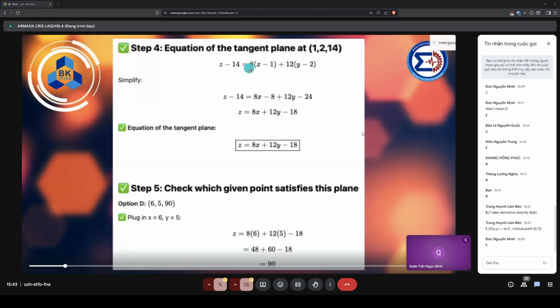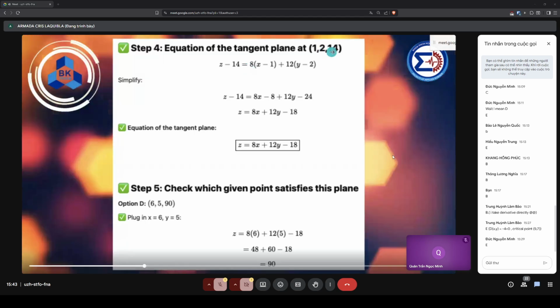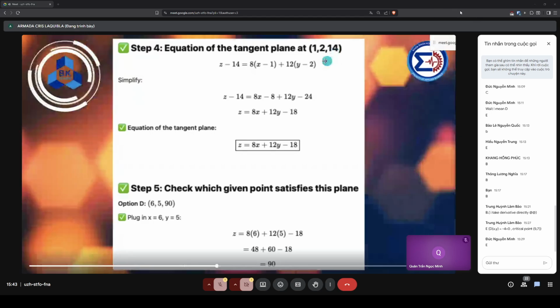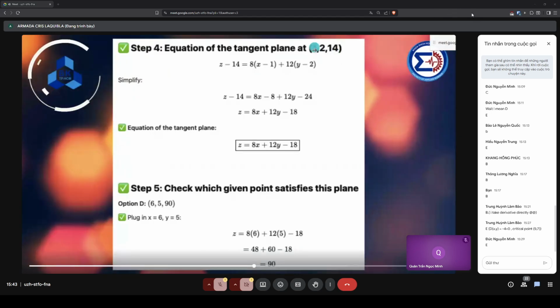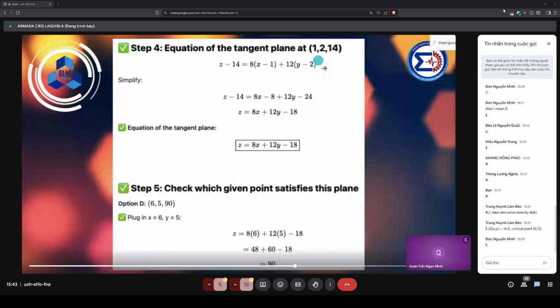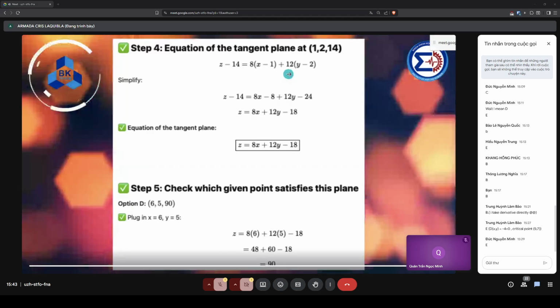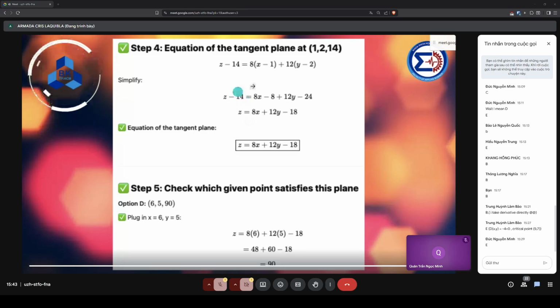So z minus your z sub o there is 14. In the point there, class, you have there 1 and 2, and 14. Your 1 there is the x sub o, your 2 is the y sub o, and 14 is your z sub o. And you substitute it there in the formulas you need, and your fx and fy. You have this one and substitute it here, then we solve. Transfer the 14 there to the other side. Okay. And you can solve this z here now. This is now the equation of the tangent plane. z is equal to 8x plus 12y minus 18.